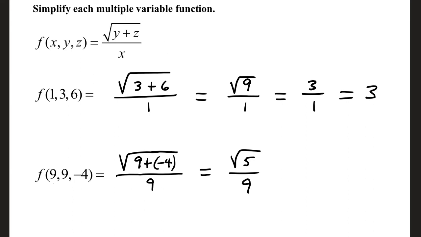The second evaluation, we're going to replace x with 9, y with 9, and z with negative 4. 9 plus negative 4 is 5. Square root of 5 is irrational, so we will leave it square root of 5. X is our denominator, so that remains 9.